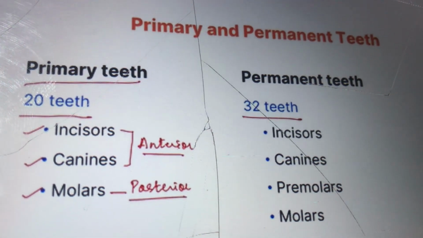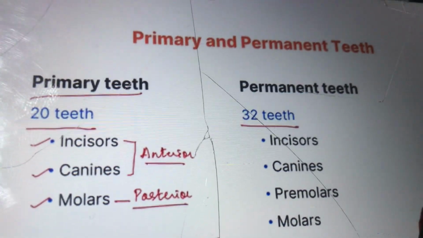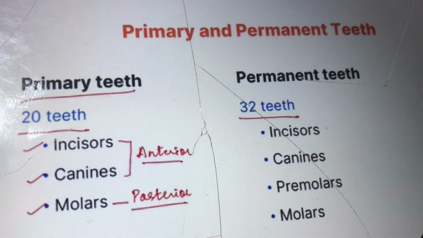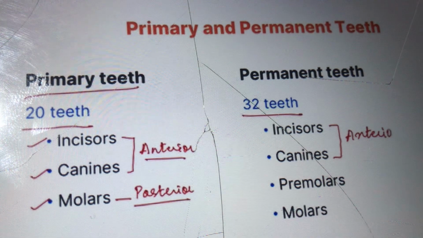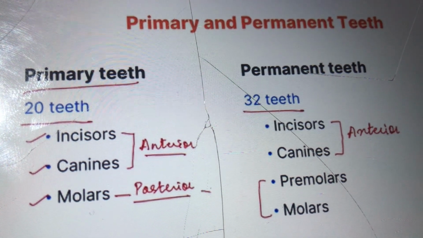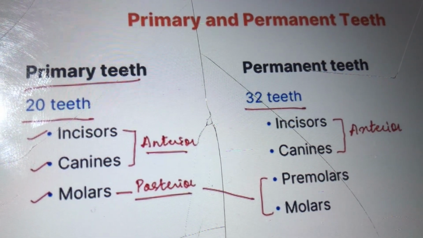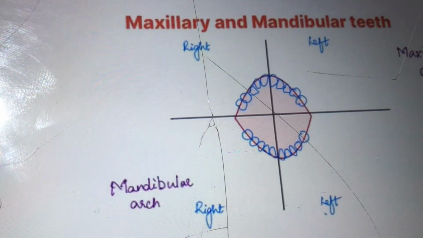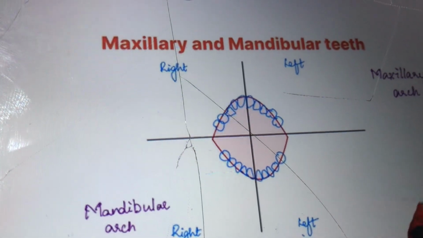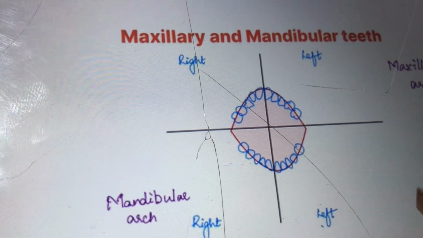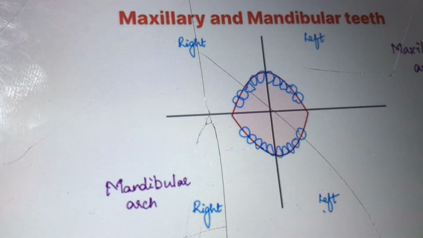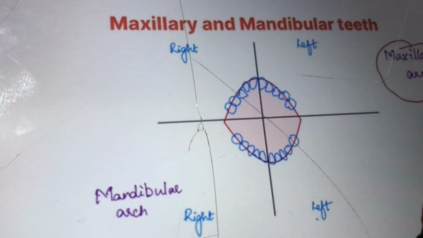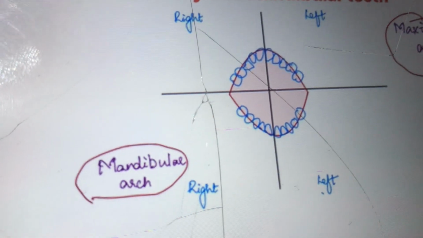Similarly, for your permanent teeth, we have 32 teeth in permanent dentition. Your incisors and canines contribute to your anterior teeth, and your premolars and molars contribute to your posterior set of teeth. If you see the oral cavity, you can divide it into 4 quadrants. So you have your left and the right, upper and the lower. The upper jaw is called the maxillary arch and the lower jaw is called the mandibular arch.